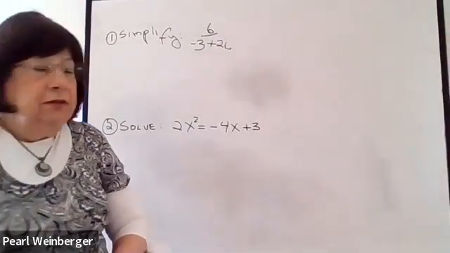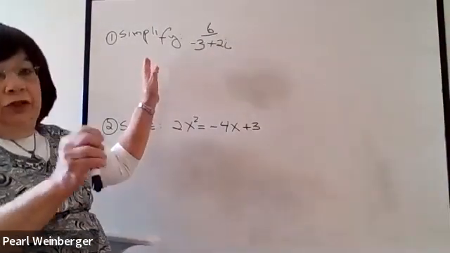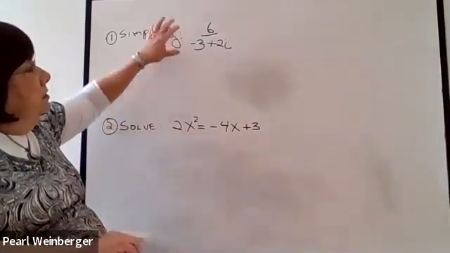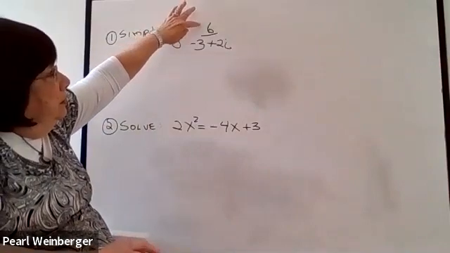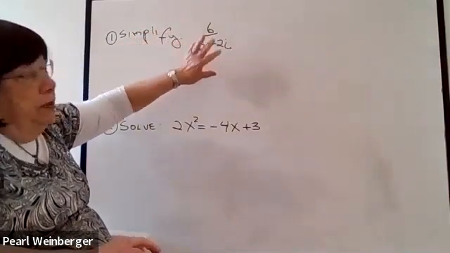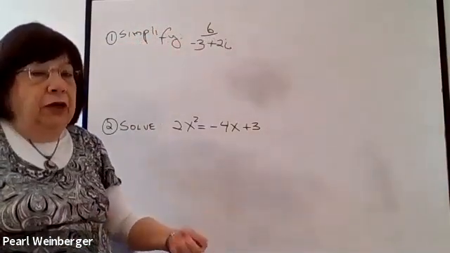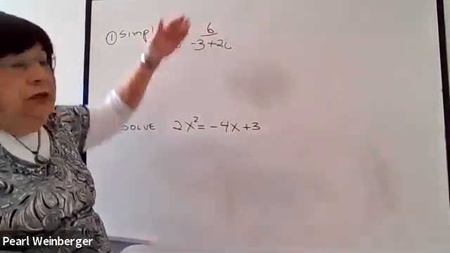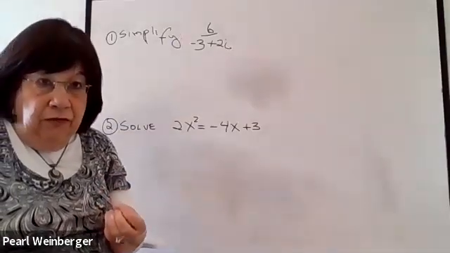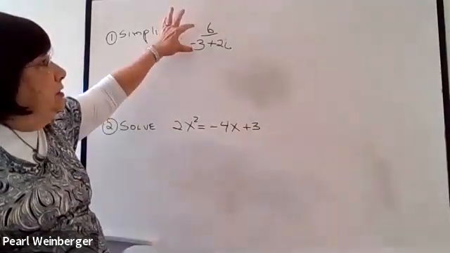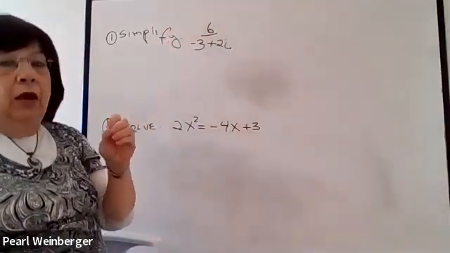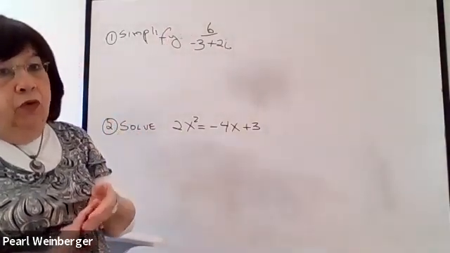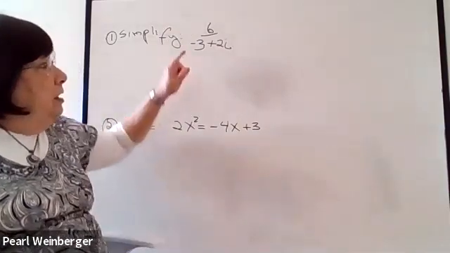And let's get started with question number 1, where it's asked us to simplify 6 over negative 3 plus 2i. Now the instructions, I wrote the instructions simplify. Sometimes the instructions would say divide. Sometimes the instructions would say rationalize the denominator. All of them mean the same thing.